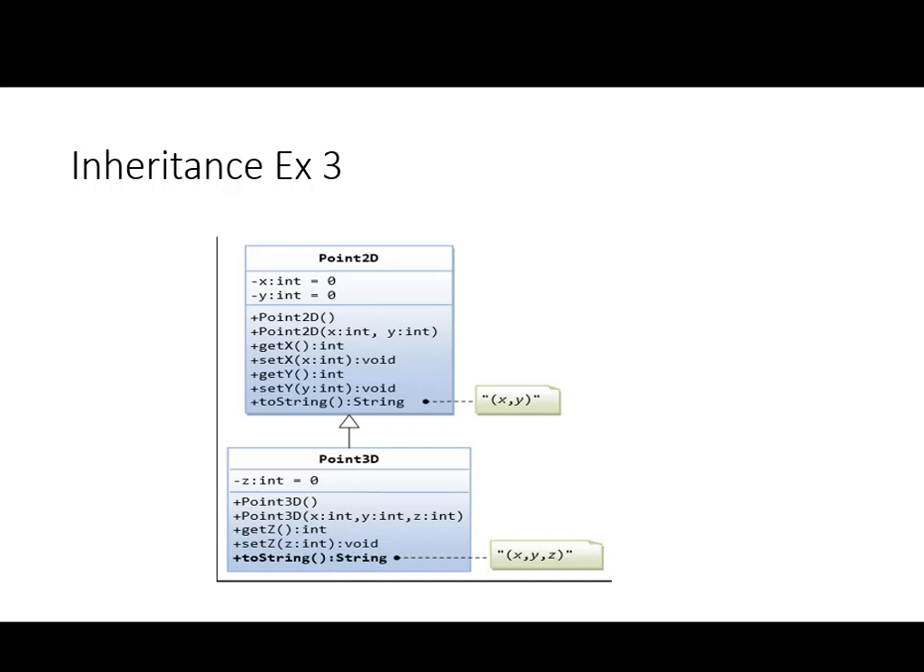Okay class, so in this particular lesson we're gonna cover the third exercise for the inheritance concept. In this exercise, we're gonna build an application that will contain two classes. One will be the base class. As you can see over here we have a class diagram for the Point2D class, and we have a class diagram for Point3D. So this class will be inherited from the base class Point2D.